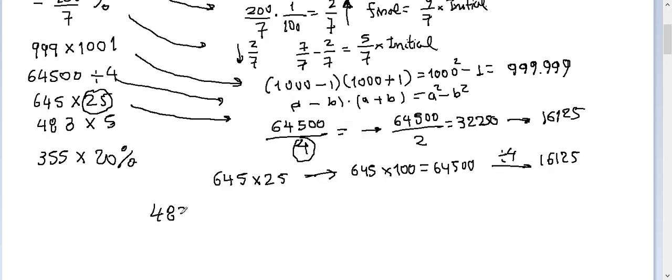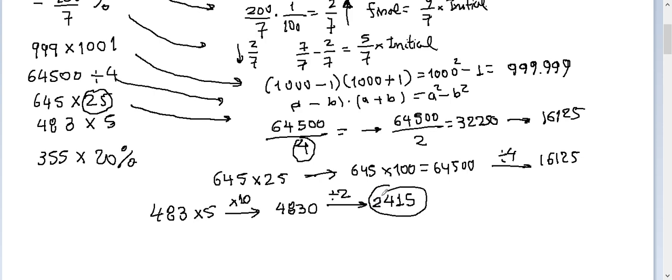Similarly, 483 times 5, what I do here, I multiply by 10, the original, so I have 4,830, and then I divide by 2. So I have 2,415. So to multiply by 5, remember, multiply by 10 and then divide by 2. It's the easiest way to do that.